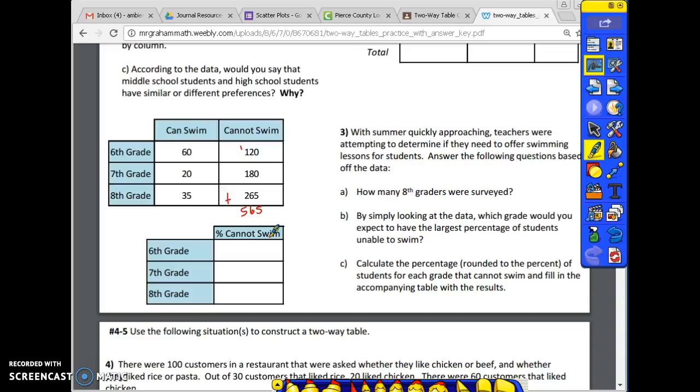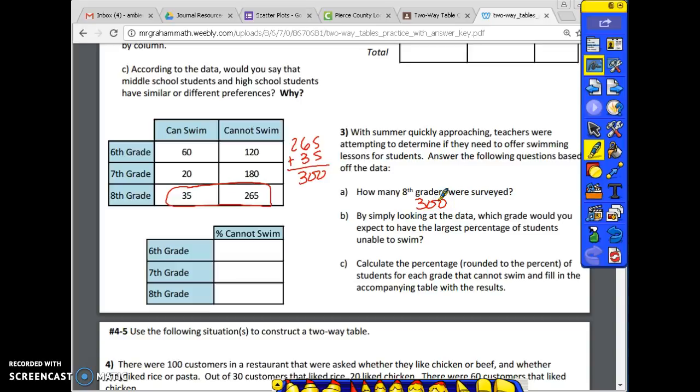So now I need to find the percentages. Well, let's start with A first. A says how many 8th graders were surveyed. So let's look just at 8th grade. Forget what we just did. Just at 8th grade, the total students that were surveyed is 265 plus 35, which is 300.